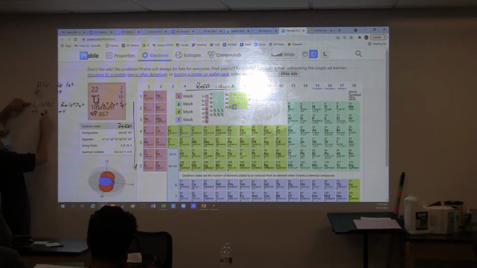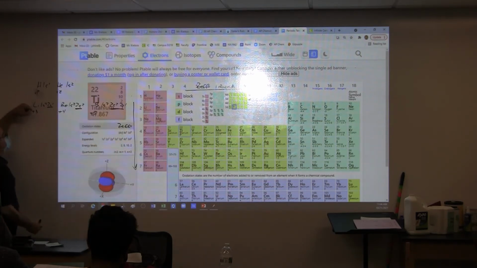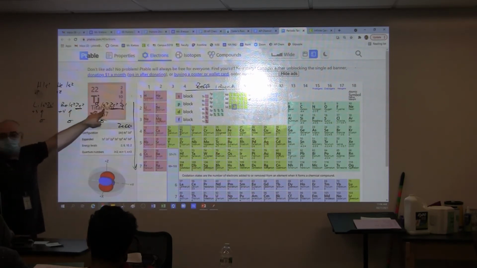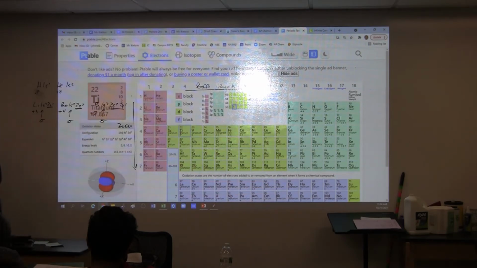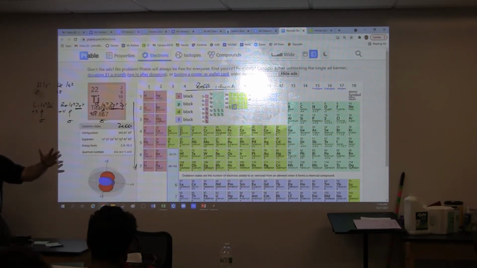Which ones are the valence in lithium? 1s2. The valence first. 2s1. Valence, right? But which ones are the core? 1s2. So the shielding is mostly coming from this layer. Is this layer changing as we go across? So our shielding is staying pretty flat. Again, we'll deal with the consequences of the little side-by-side repulsions later. For now, you need to see the big picture.